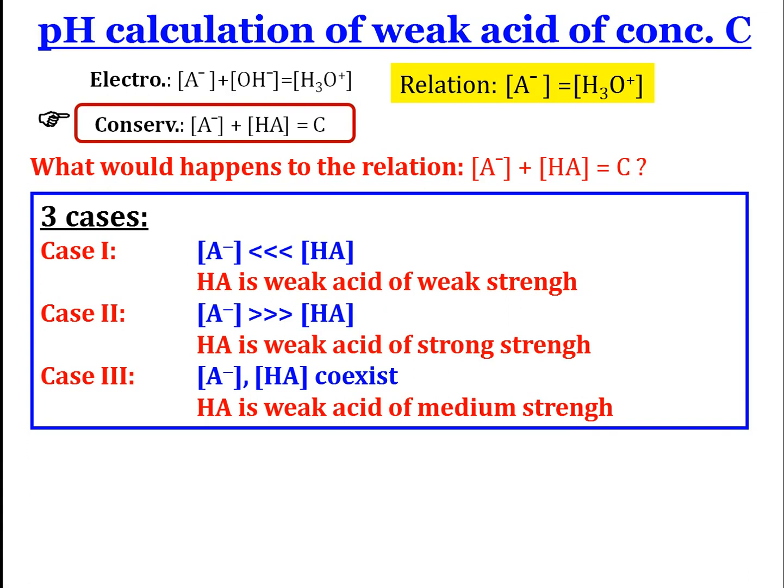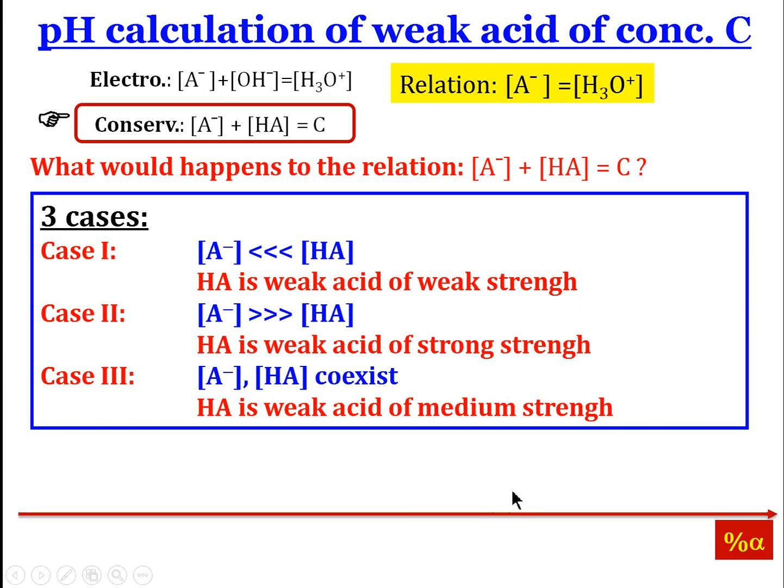And in the introduction, we studied that Ka is directly related to the degree of conversion alpha. So the strength of the acid can be known from the value of the dissociation or the degree of conversion of the weak acid. So as a function of the percent alpha, the dissociation of the weak acid has a value less than 20%, or between 20% and 80%, or between 80% and 99%.